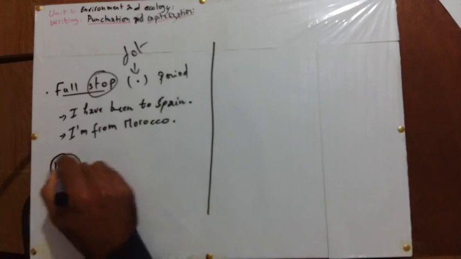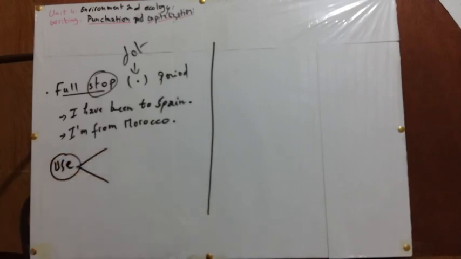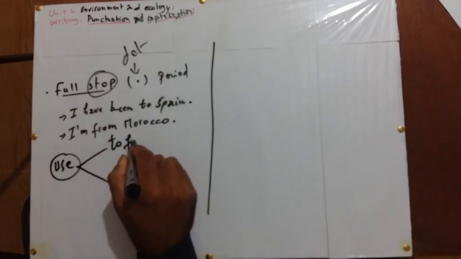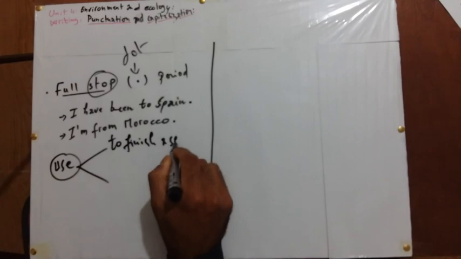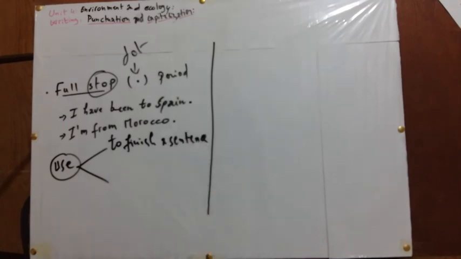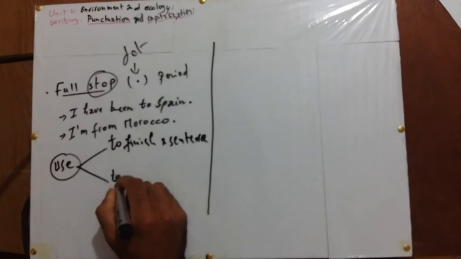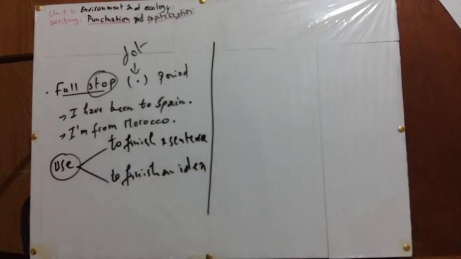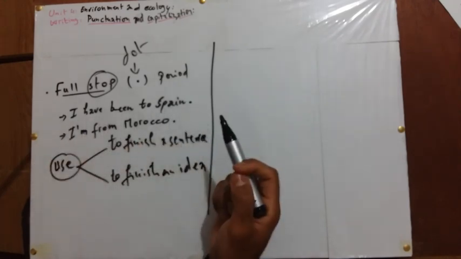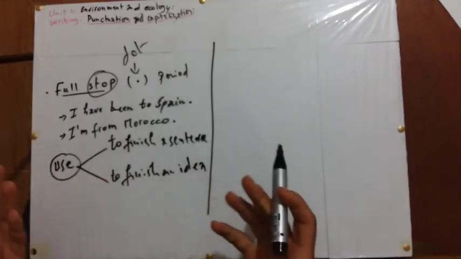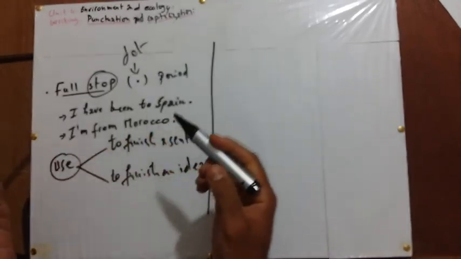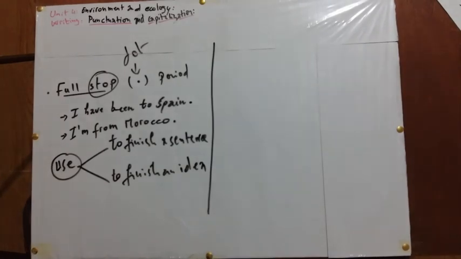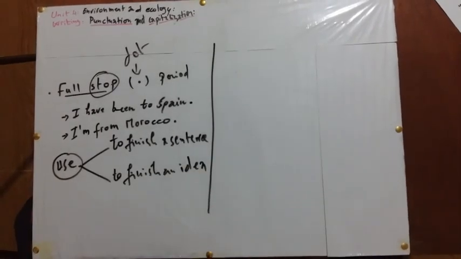So let's talk about the use. We've said that we use it to finish a sentence and to finish an idea. When you say I have been to Spain or I'm from Morocco, these are two ideas. I have been to Spain, it's a finished idea, so I put a dot or a full stop.